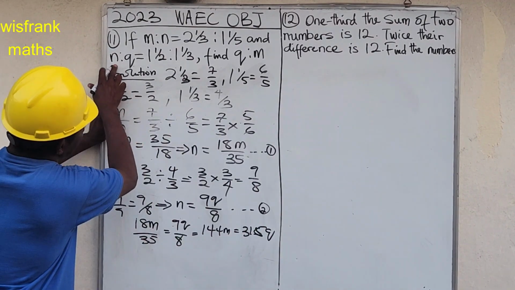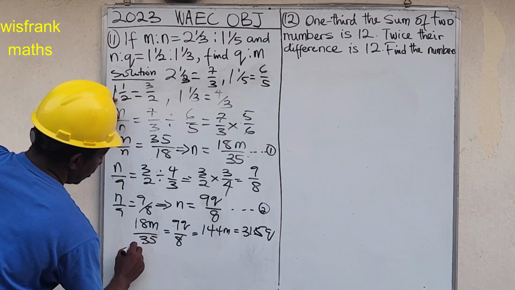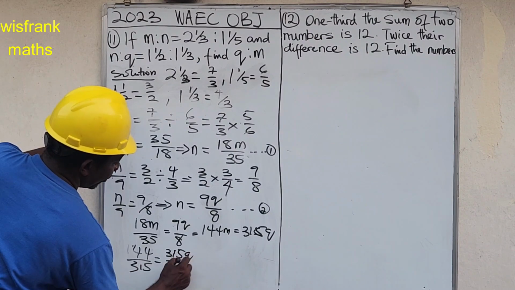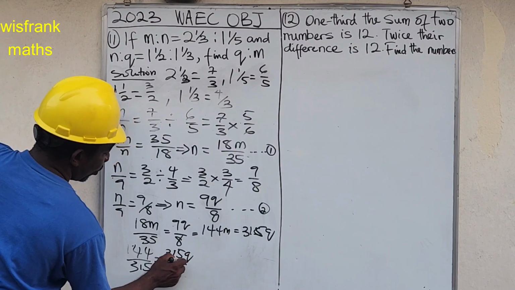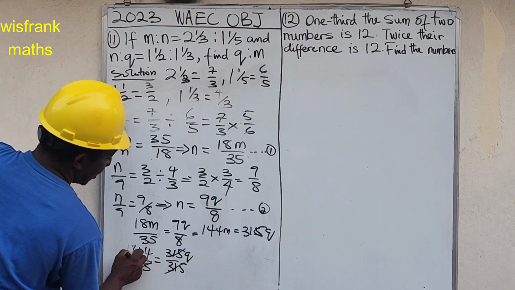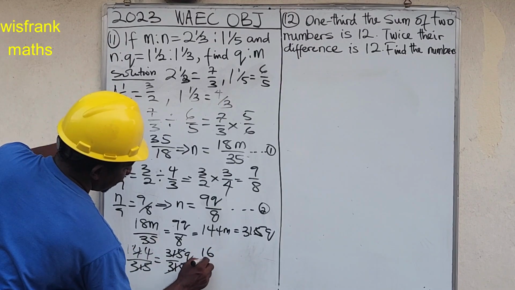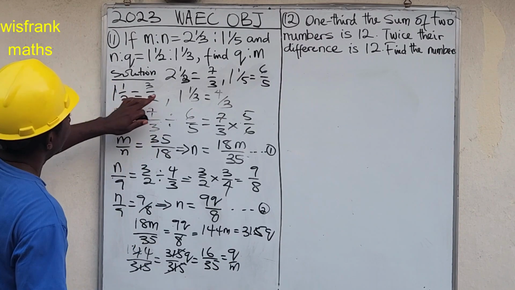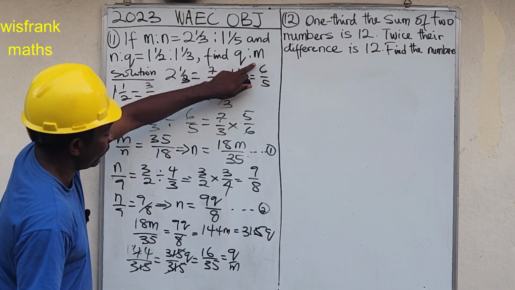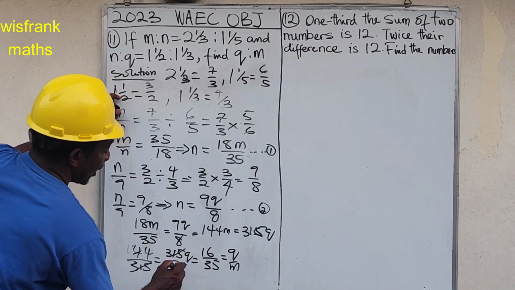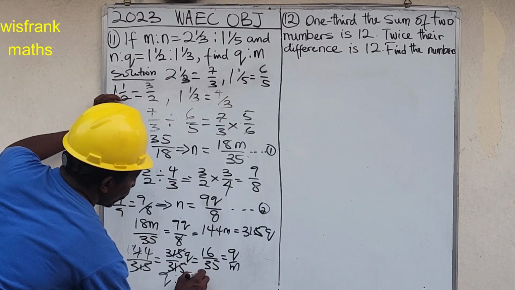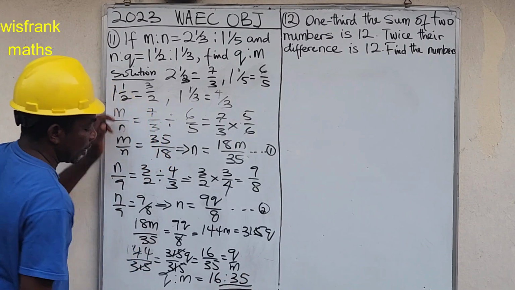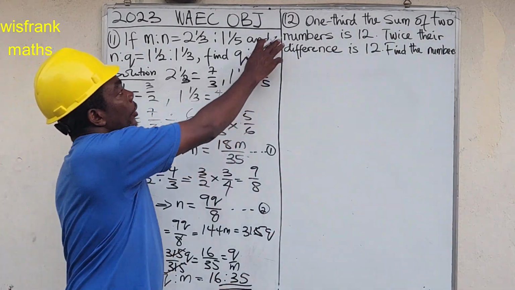Therefore, we divide: 144m/315 equals 315q/315. So this one will cancel here, and this one will cancel here. We have 16/35 equals q/m. Therefore, q/m is the same thing as q is to m equals 16 is to 35. So this is the answer: 16 is to 35.